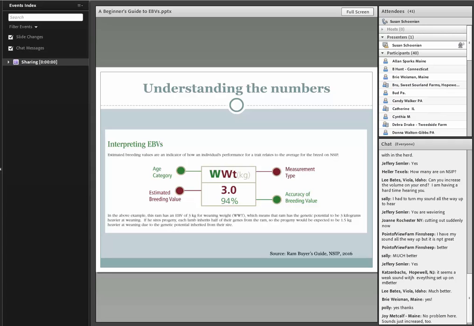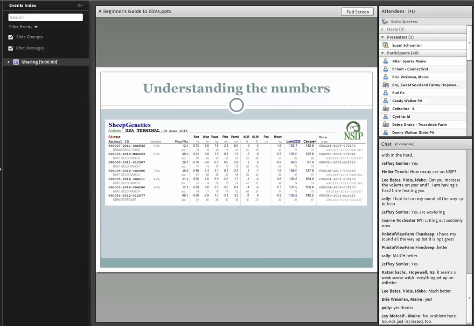The value of the breeding value is actually that 3.0. That means this ram will pass half of his genetics on to his offspring, so they'll be 1.5 kilograms heavier than the average. The 94% is the accuracy of that breeding value. How confident are we that that's a good value and it represents the animal's true genetic merit? We'll get into a little bit more detail on some of these things as we go along.